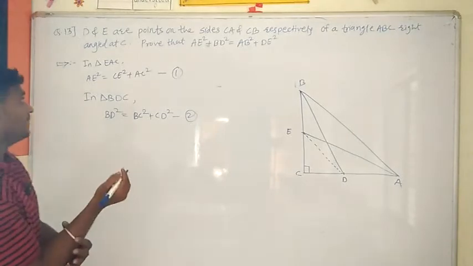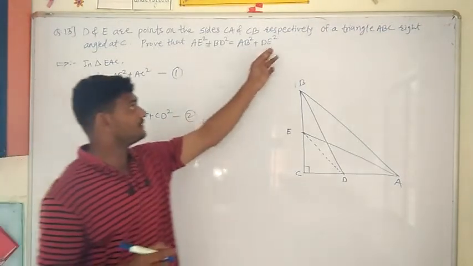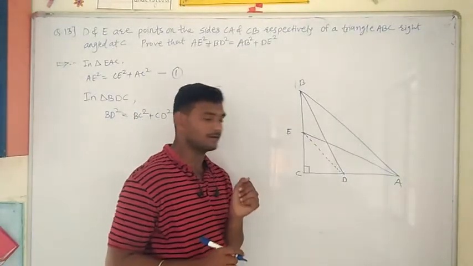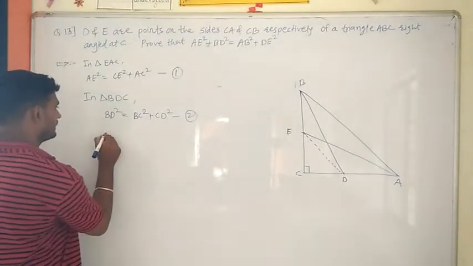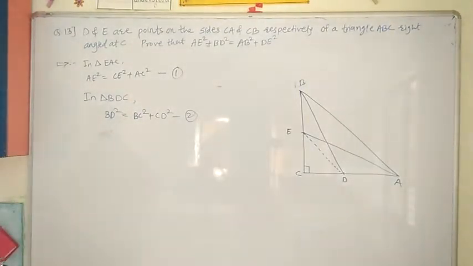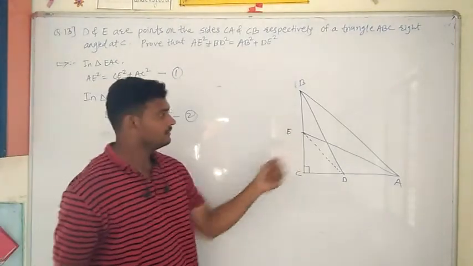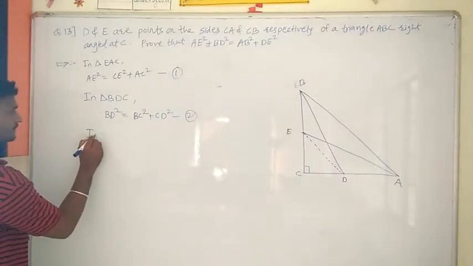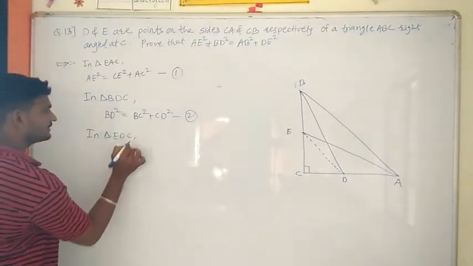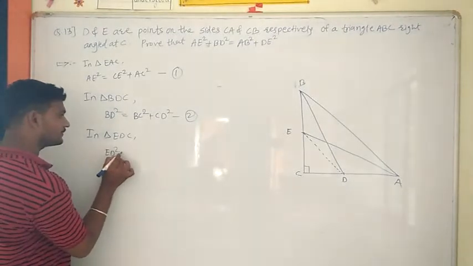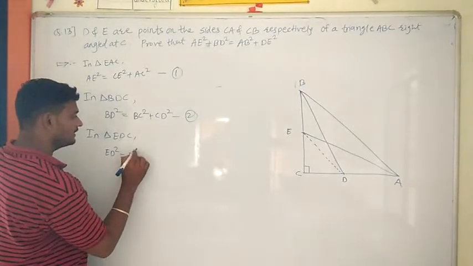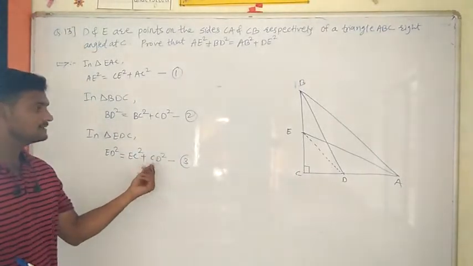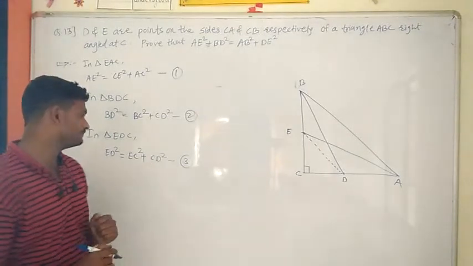And now what do we have to find here? AB square plus DE square we want. See here, what is DE square? First I will write DE square. How to find DE square? DE square in the triangle EDC. Can we get ED square? Yes. In triangle EDC, ED square is equal to EC square plus CD square. Write it as equation number 3. EC square plus CD square. It is equation number 3.